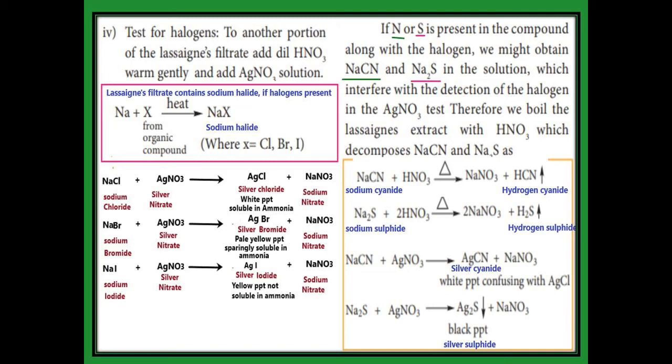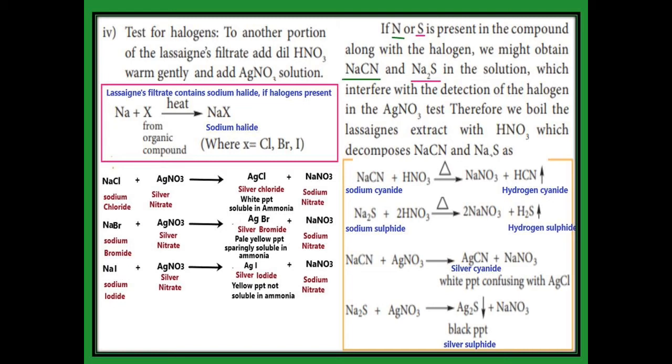In the same way, suppose sulfur is present in the organic compound. First of all it produces sodium sulfide in the Lassaigne filtrate. That filtrate, without nitric acid, first of all reacts with the silver nitrate. See the last reaction, it produces the black precipitate silver sulfide. If that black precipitate is produced, we can't see the other precipitate clearly, so we have to remove this sodium sulfide with the help of nitric acid.